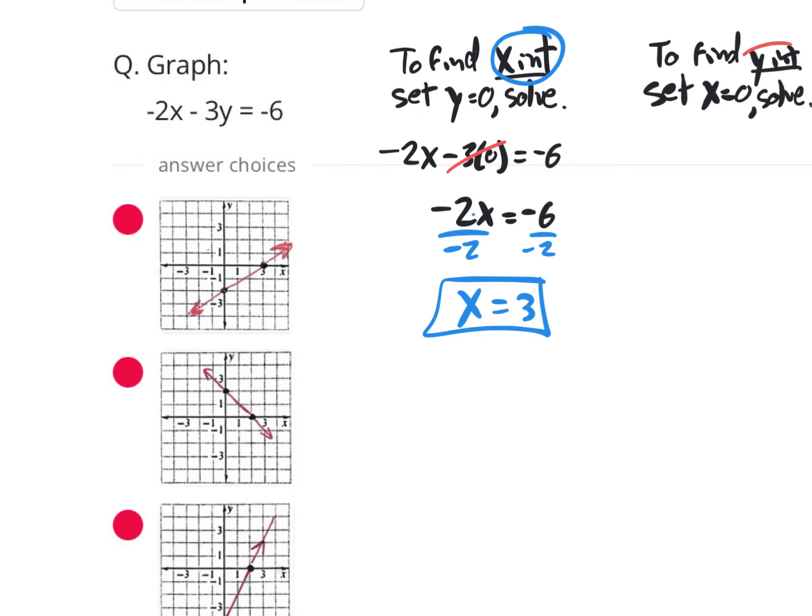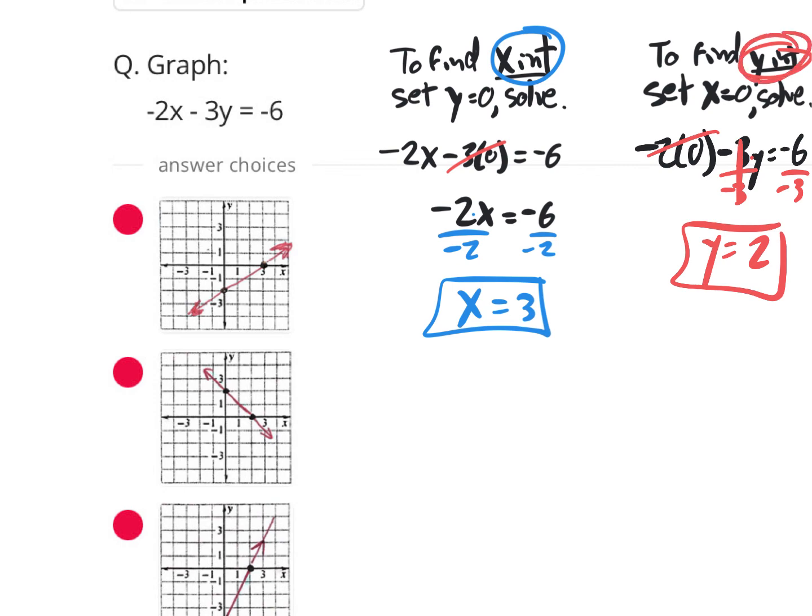Now to find the y-intercept, you're going to set x equal to 0 and solve. So let me go back to my original equation, -2x, but instead of x, I'm going to put a 0 right there, because they're telling us to set x equal to 0. And then -3y equals -6. And let's solve this thing. Again, multiplying by 0 is beautiful because you could just cross it out. You really have a one-step equation here that says to divide by -3 to get rid of that multiplication of -3, giving you y equals +2, and that is your y-intercept, okay?